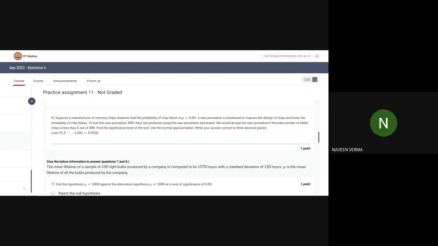Ma'am, what is the logic of putting what we want to check in the alternate hypothesis? Let me see what sir has given as a definition. There is no specific definition given for null hypothesis or alternate hypothesis. It should be there. It's not there.